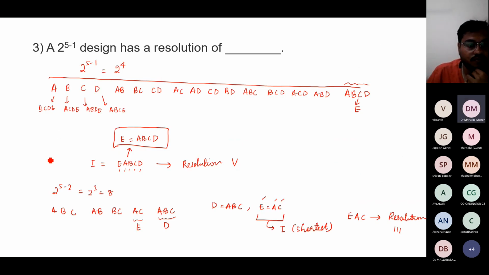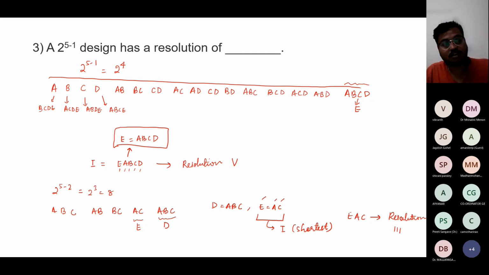So in this second case, if we take another example of 2 to the power 5 minus 2, this is a quarter factorial design. So we are dividing the number of experiments by 4. In the full factorial design, we would have done 32 experiments. Now we are doing 8 experiments. Since we have 3 terms in the base design, we build this table. And since we have a quarter of it, we'll replace these 2 terms by 2 new factors. So ABC will now become D and AC will now become E.